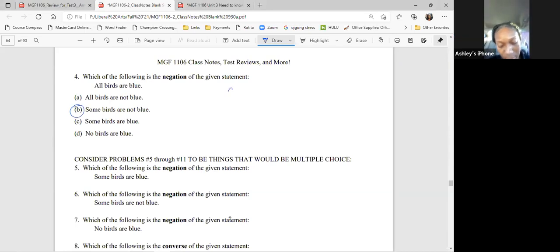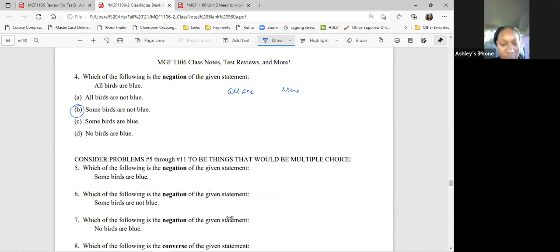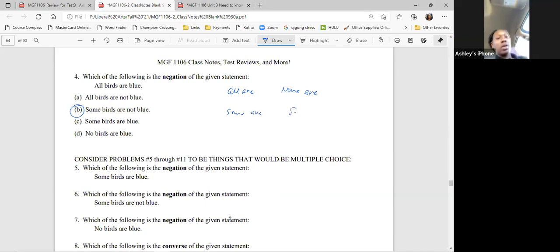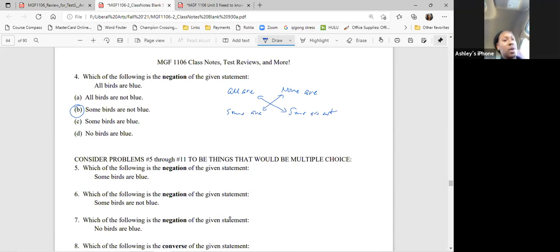So remember, you have "all are," "none are." Then you have "some are" and "none are." And on the bottom, you have "all are," "none are." And then on the bottom, you have your sums. So you have "some are," "some are not." And then your top.